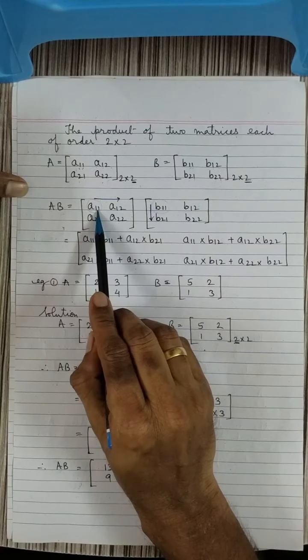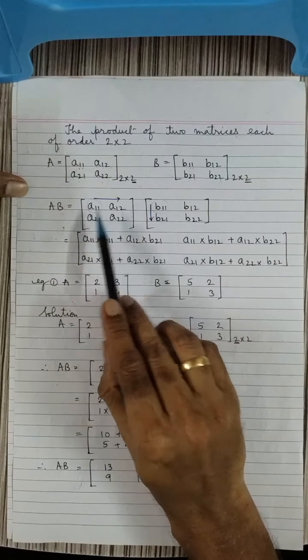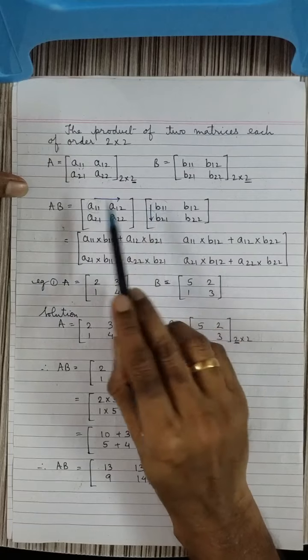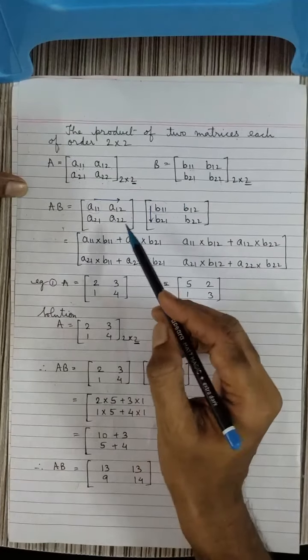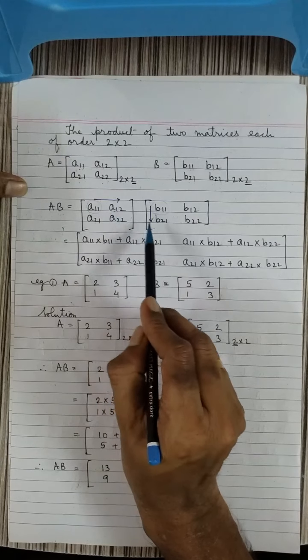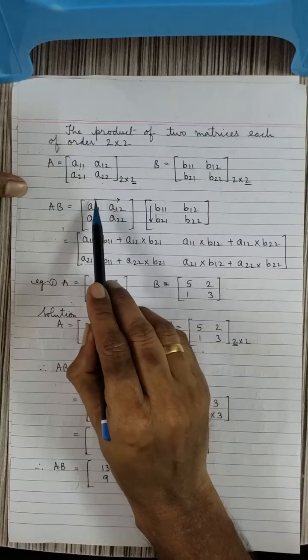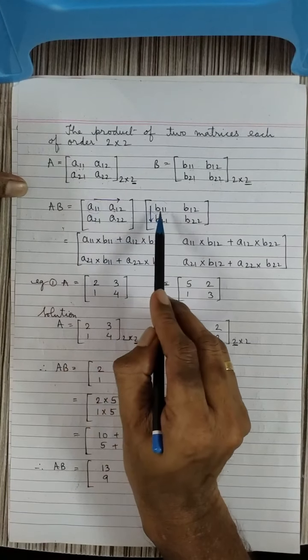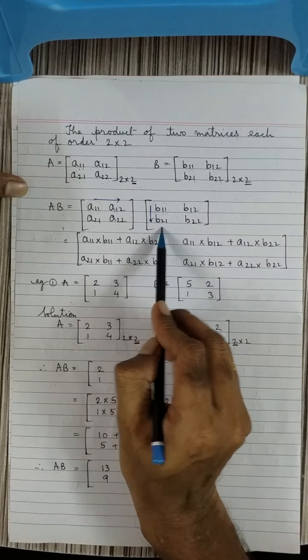That is, A11 is multiplied by B11. Then plus A12 is multiplied by B21. So see the arrows to understand the flow of the multiplication. A11 into B11 plus A12 into B21.